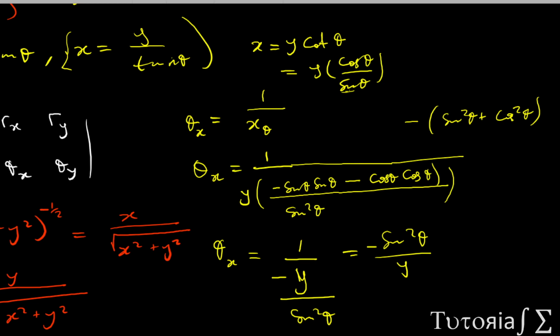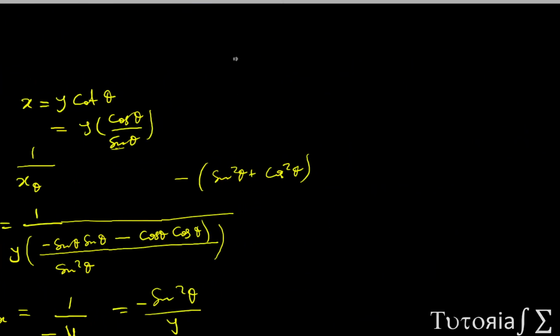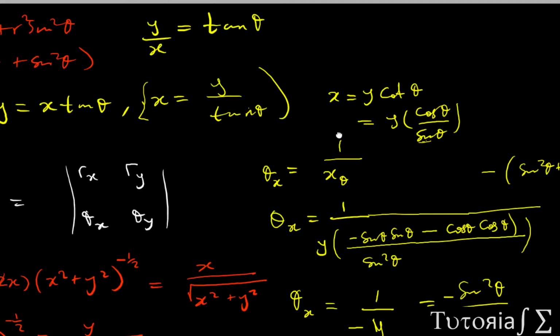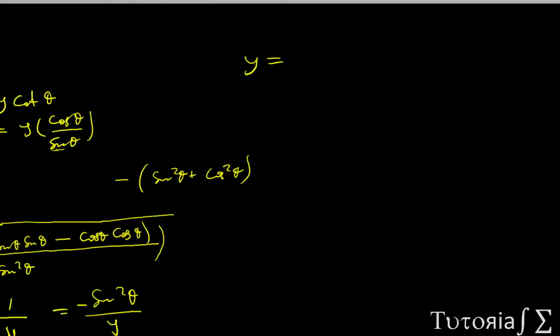Now we find theta with respect to y. So again, it's going to be the same thing. We can write y is equal to x tan theta. So y is equal to x tan theta. And we know that we're looking for theta with respect to y, but it is difficult to find theta with respect to y because we'd have to make theta subject of the formula.